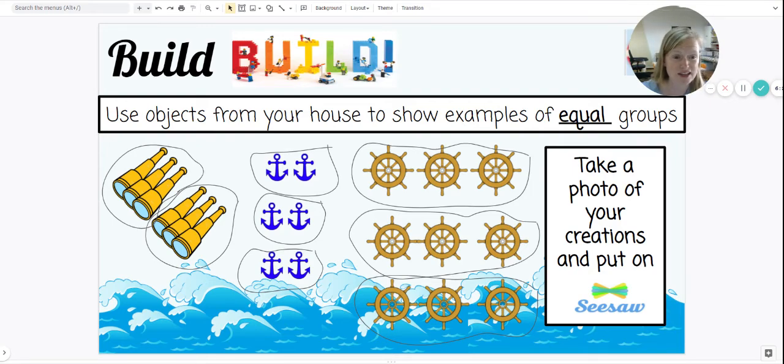Oh my goodness, I bet you could be so imaginative and come up with loads of ways. I wonder if Evan can group his cats. Does he have an equal number of cats? I'm not sure. I don't think the cats would sit still long enough. So maybe that's not a great idea.